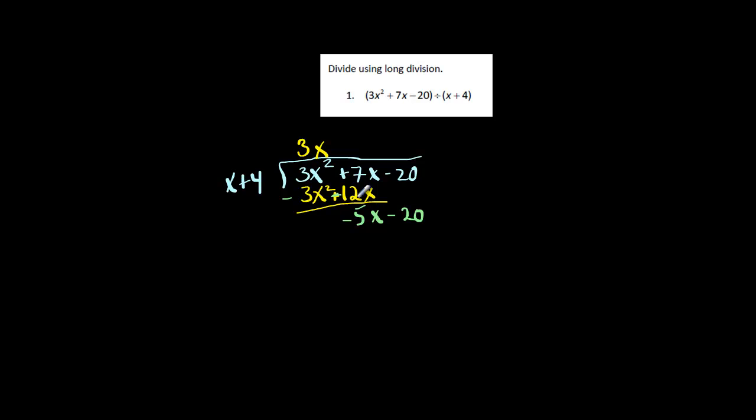X goes into negative 5x, negative 5. Negative 5 times x is negative 5x. Negative 5 times 4 is negative 20. Change the signs and add down. You get a remainder of 0. So the quotient is 3x minus 5.